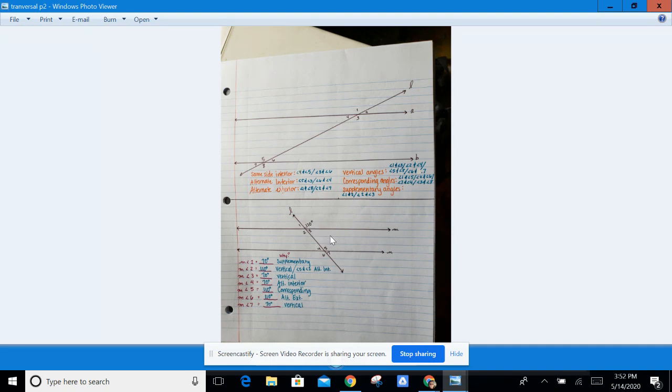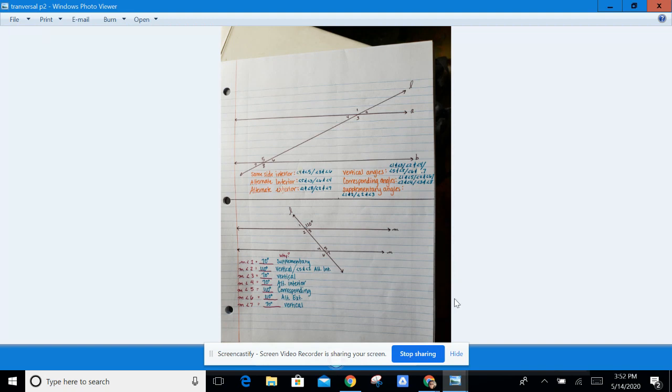How I would find everything else is due to supplementary. So I know 1 has to be 180 minus 110, so this would be 70 degrees. If I know what 1 is, I also know what 3 is, what 4 is, and what 7 is, because they're all the same measure. Basically, you have just two angle measures, or two numbers, in every relationship.